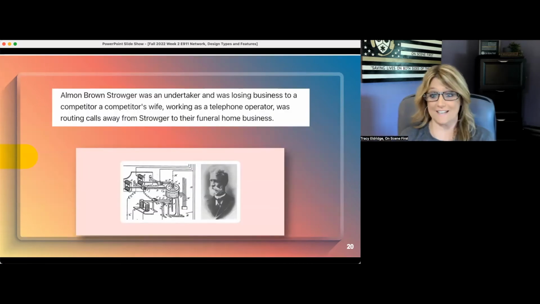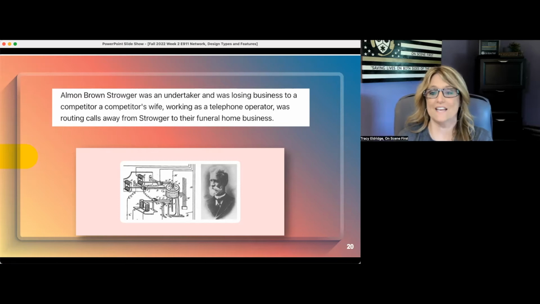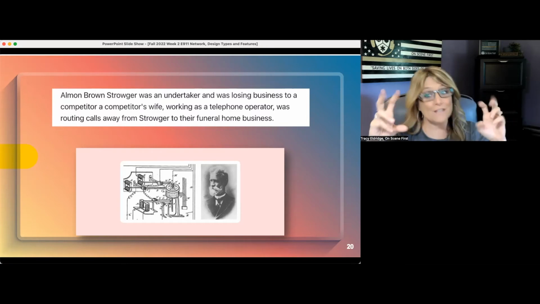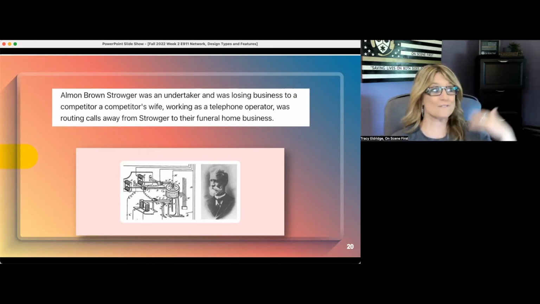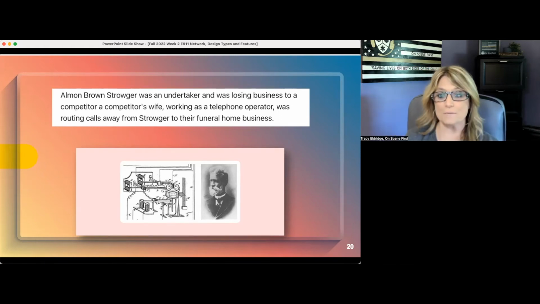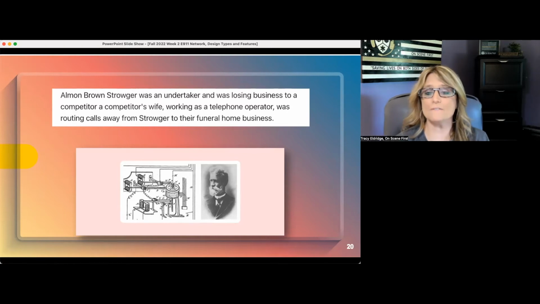But it was this guy that invented it. It's this guy who made this automatic switching possible. He was an undertaker. He had a funeral home. He was losing business because his competitor's wife worked as an operator in the manual switching facility. So whenever somebody would call and say, we need the funeral home, that wife was sending all the calls to her house or her husband. So this guy, Almon Brown Strowger, created the first system to automatically switch the calls. And now it's what we know as our switching units today.